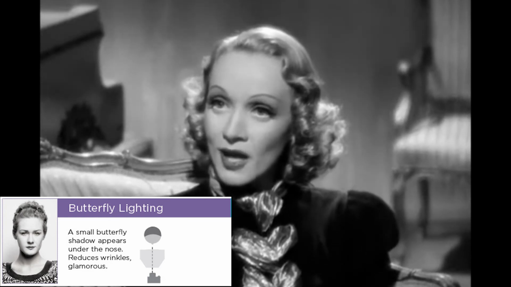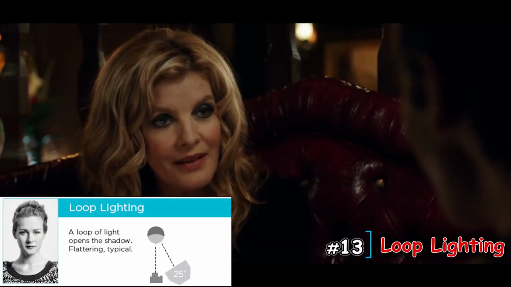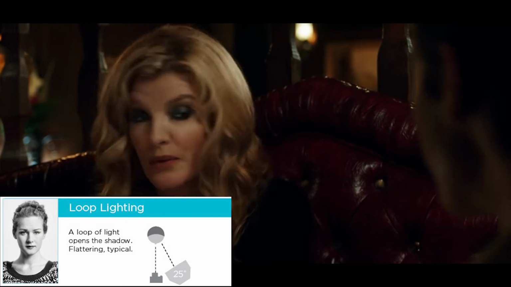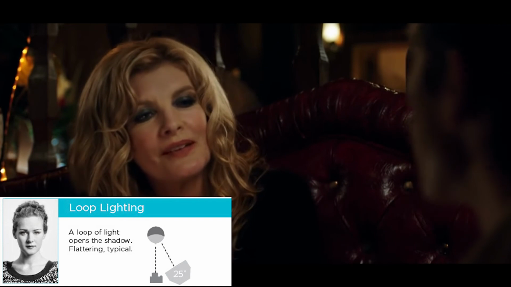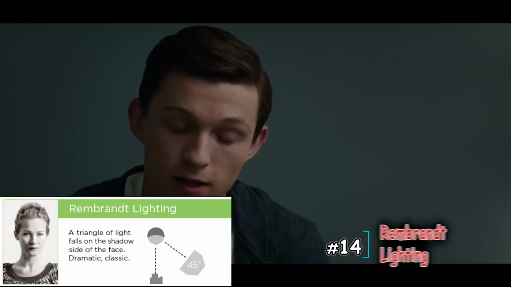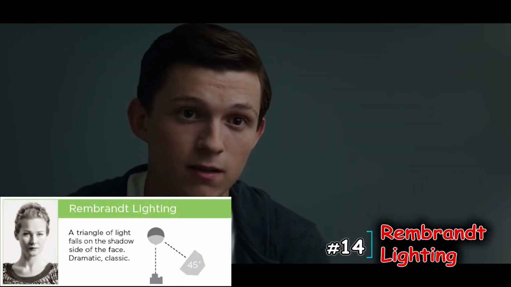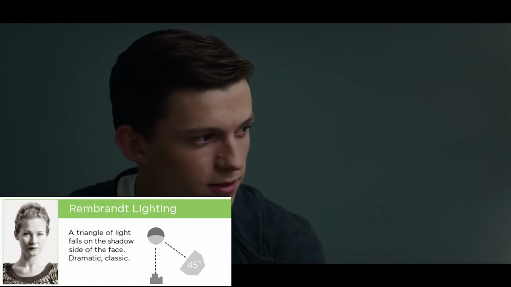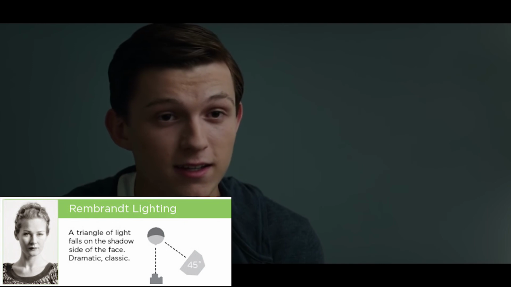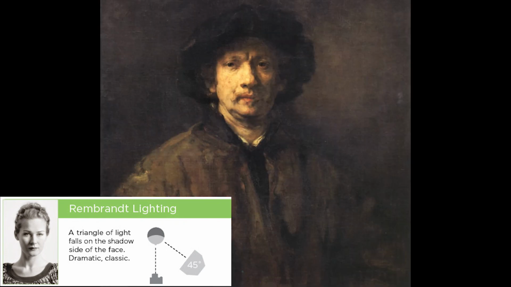Then we have number 13, loop lighting. This is when we see the shadows on the nose starting to bend onto the cheek. And if we keep going with our angles, we'll find number 14, Rembrandt lighting. This is when the shadows creep even further and form a sort of triangle of light on the cheek. This style is named after the famous Dutch painter Rembrandt himself.